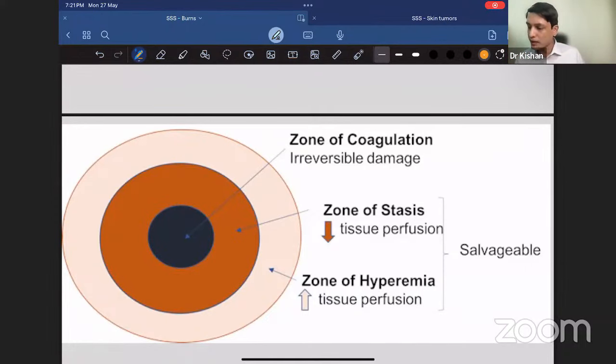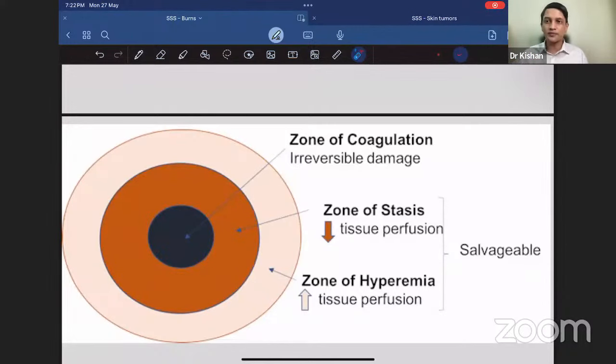Second, the middle one. Middle one is the 50-50 one. That is zone of stasis. There is already vasoconstriction that has occurred, so blood supply is not there at present. If we immediately intervene, the blood supply can resume and it may become viable. For now, it is hypoperfused. So it's at a stage of 50-50. So that is zone of stasis.